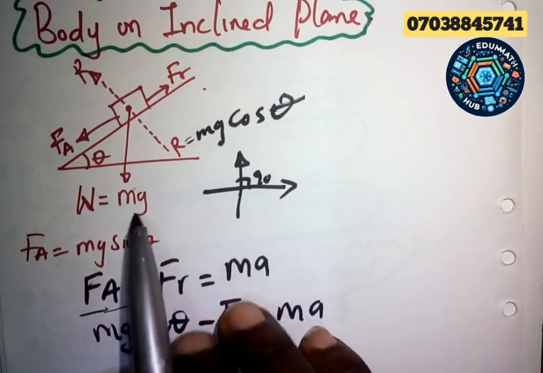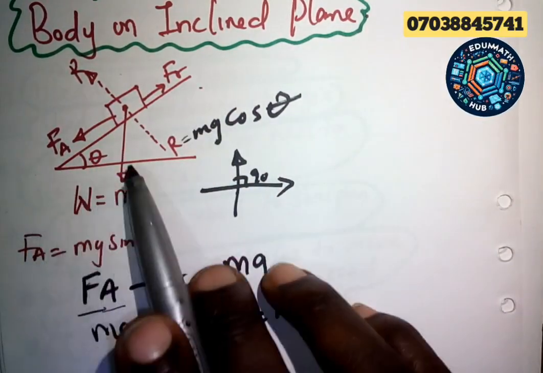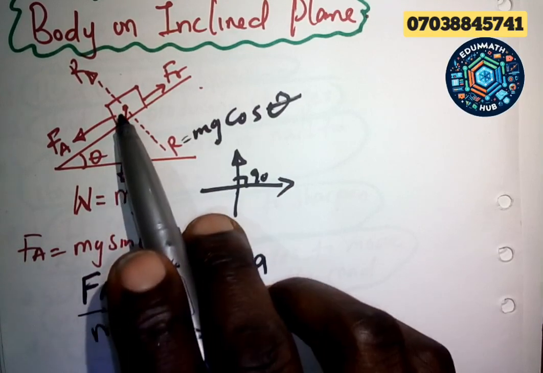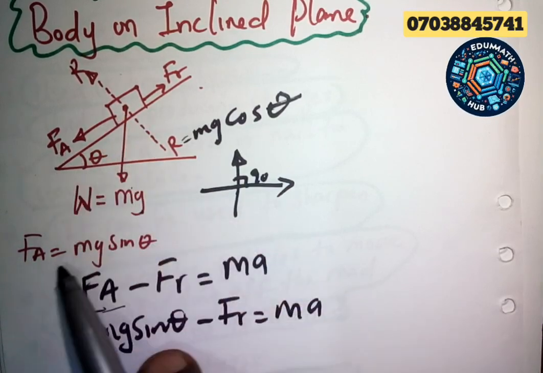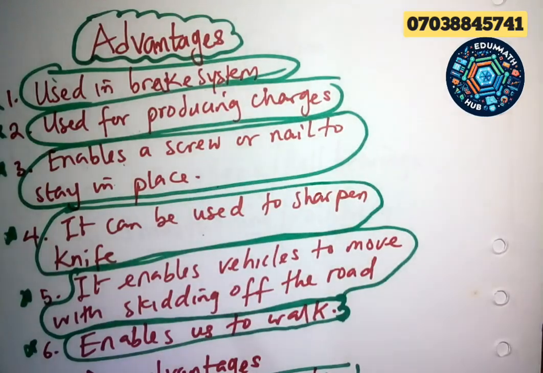So don't forget that this weight does not have any effect in this direction. It only has effect in this direction. And the component of this weight that is applicable, that is useful to you, is Fa. And Fa is given by mg sine theta. You can see it's very, very simple.